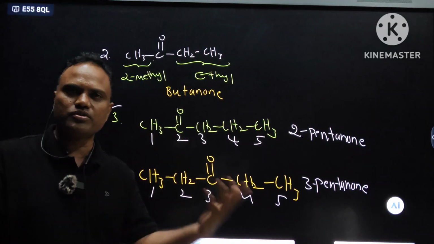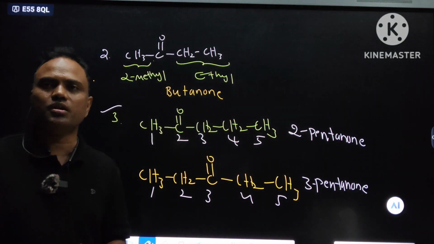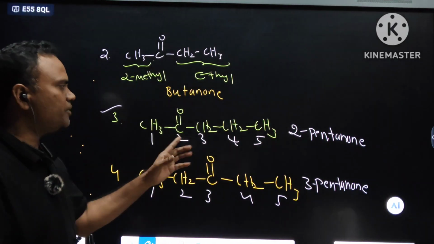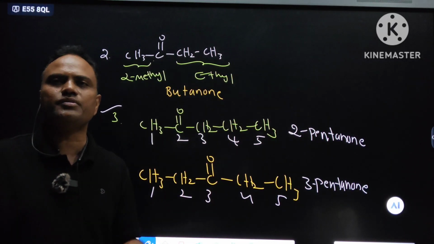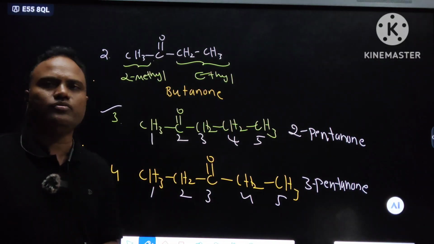You will get these types of questions. Clear? So you should have this idea, the alpha methyl concept. In 2-pentanone, alpha methyl group is there, so it reacts with the haloform reagent. 3-pentanone does not react with the haloform reagent.